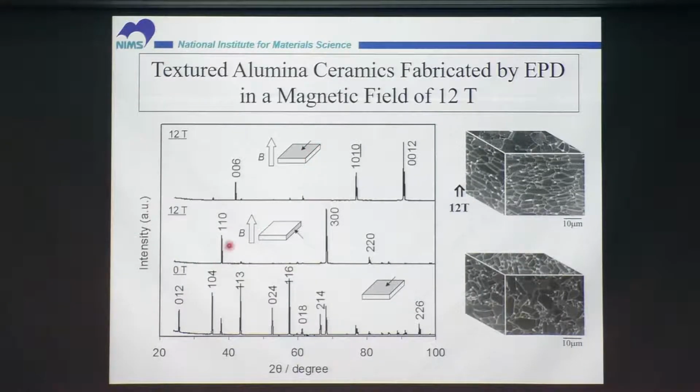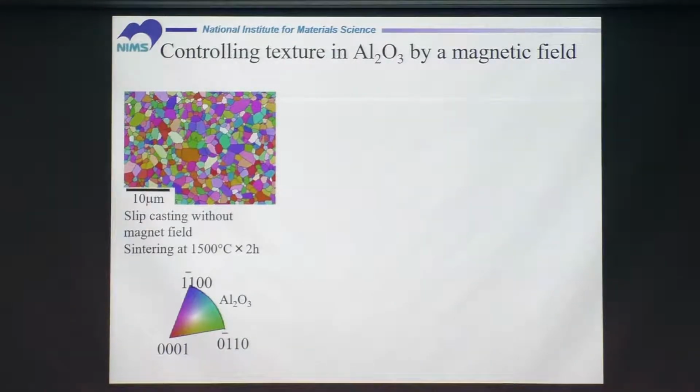And in this case, for the side surface, the 110, 300, and 220 peaks are strongly observed. This shows the EBSD mapping of the crystalline-oriented microstructure of alumina.